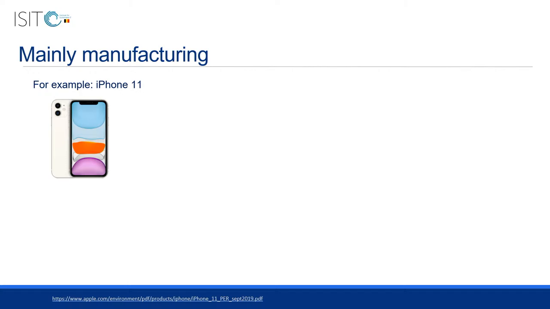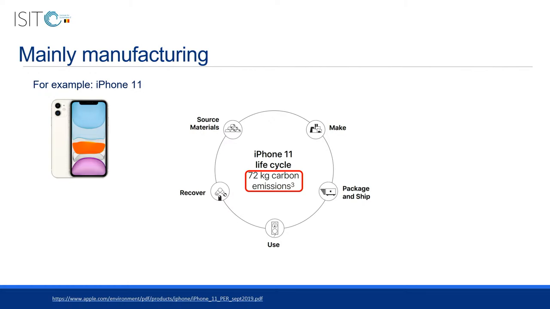And it's not just us telling that. If you look at the statistics that Apple publishes, for example, for smartphones, over the whole life cycle of the smartphone, it emits 72 kilograms of carbon emissions.